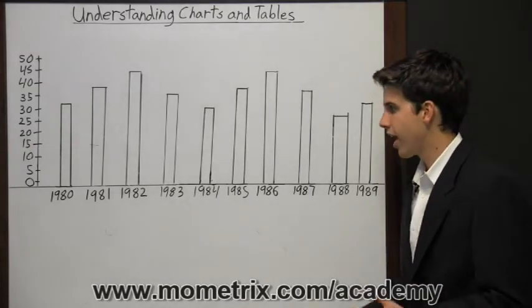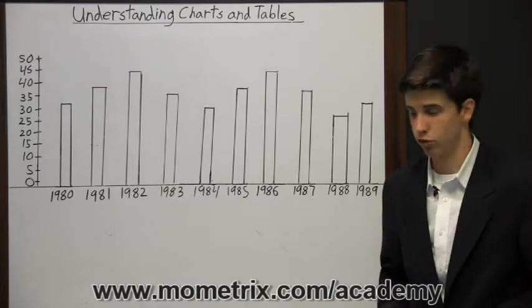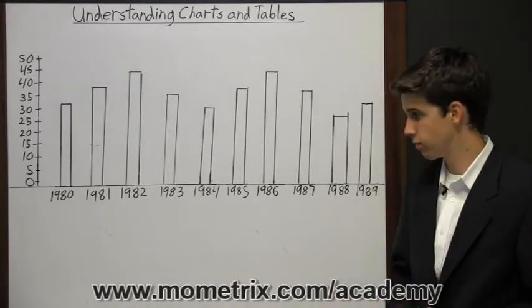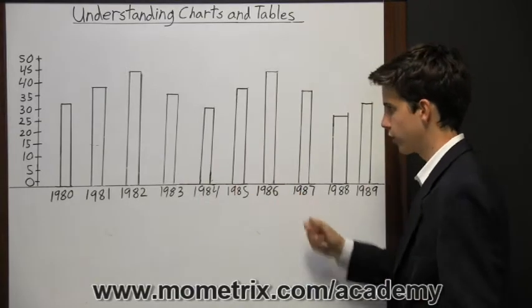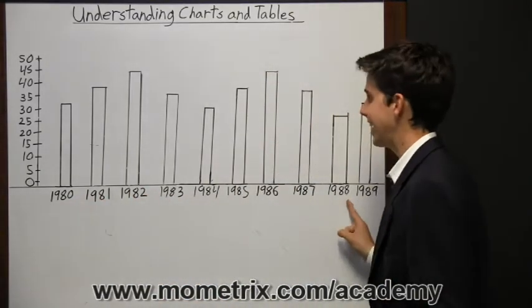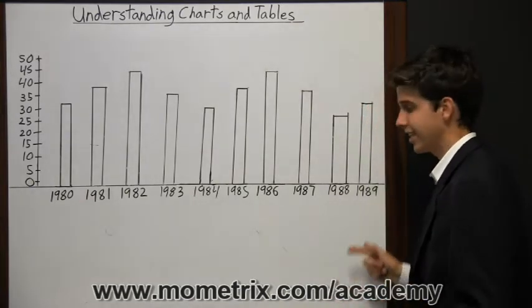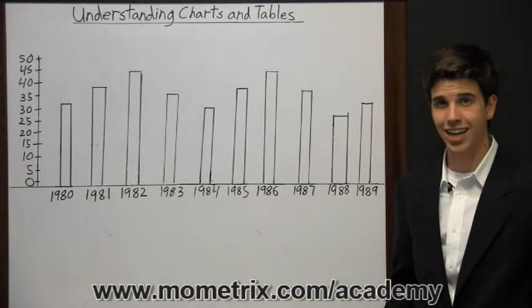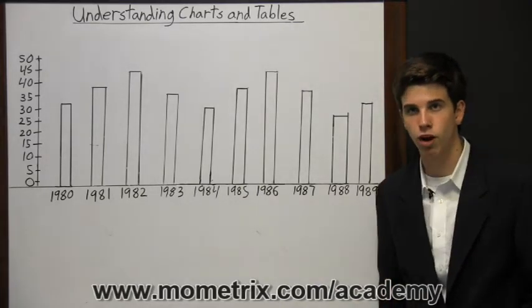And so we have highs and lows on this chart that are separated by 4-year intervals. So we have a 4-year cycle in effect because we have a high in 1982 and a high in 1986, 4 years apart. And then we have lows in 1980, 1984, and 1988, all 4 years apart. This chart only goes to 1989, but if it went to 1990, we could infer that 1990 would be a high year as well.